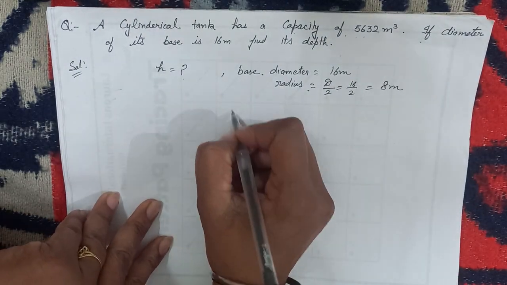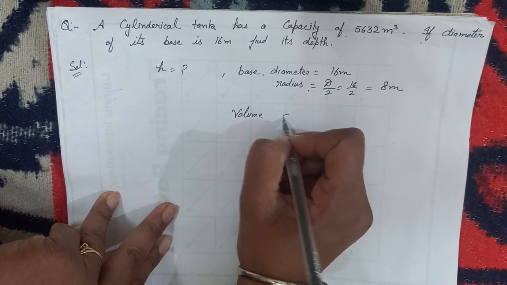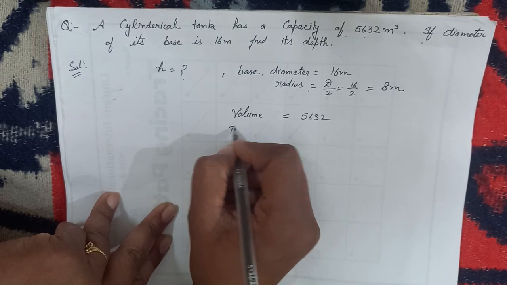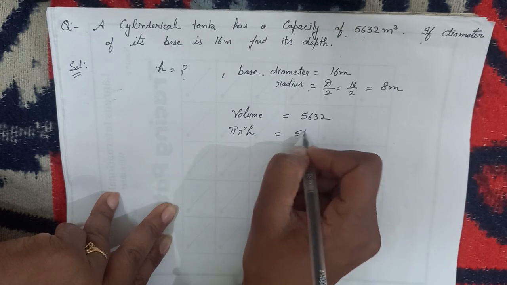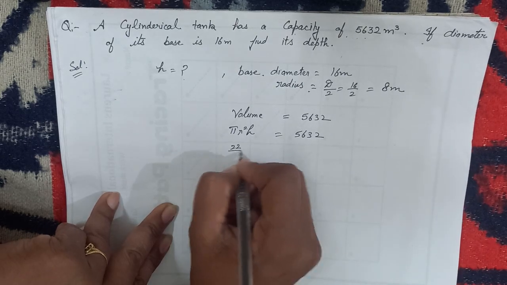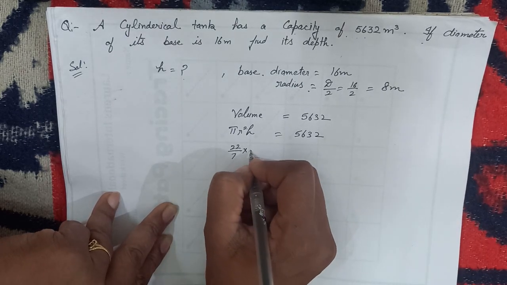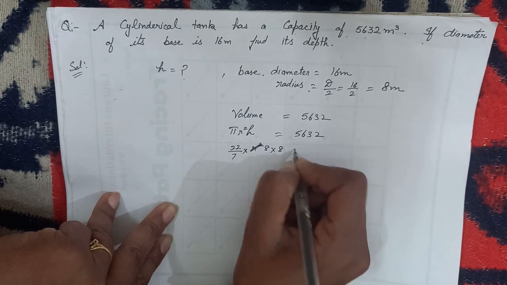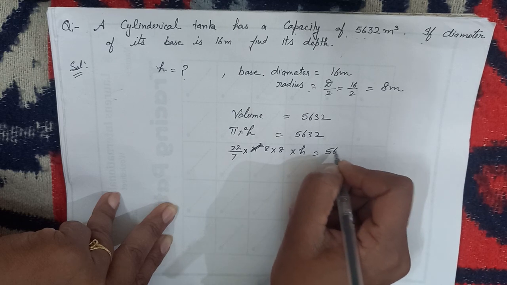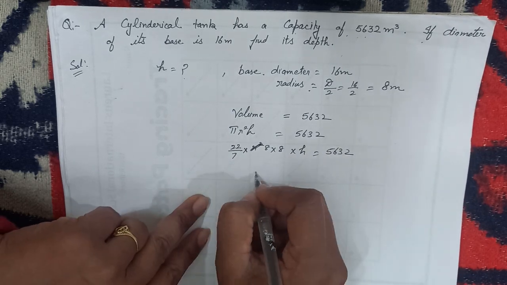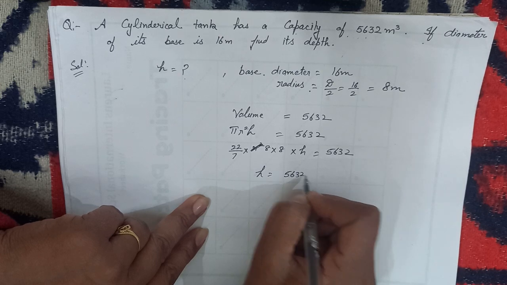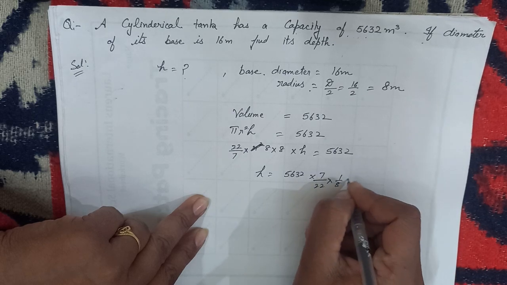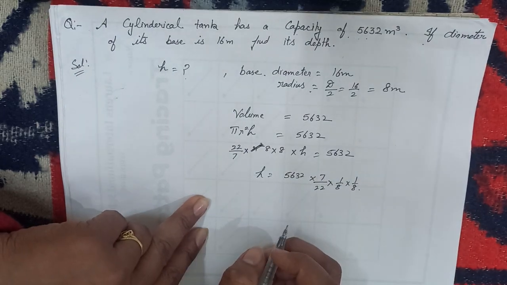Now the capacity is given, meaning the volume of the cylinder is given: 5632. We are saying the volume of the cylinder is pi r square h, that is 5632. Pi has the value 22 by 7, the radius we know, that's 8. Height we need to find out. So now we will calculate it. That will be the reciprocal on that side, and 1 over 8 will be the value to be written there.